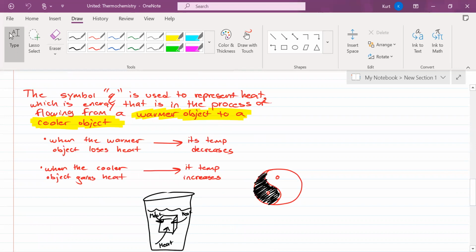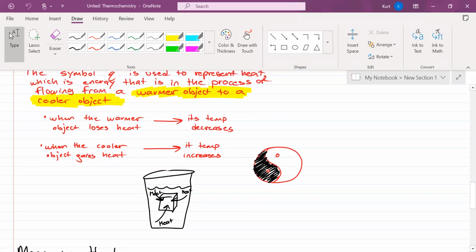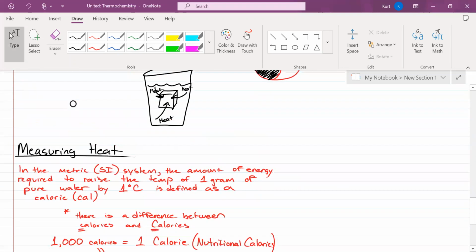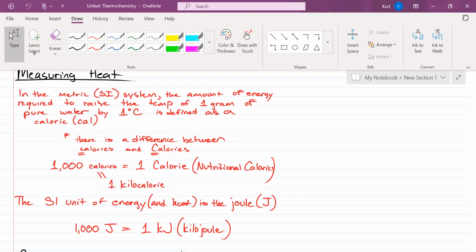This was very important. We identified that Q is going to represent heat in your various equations that you'll get in this unit. Remember that, which way does heat flow? From what object to what object? From the warmer object to the cooler object. So if you were to fall into a frozen lake, you want to have somebody that's warm to hug you and to try and embrace you to transfer their heat to you. If you put an ice cube in a glass of water, heat will transfer from the water to the ice cube.